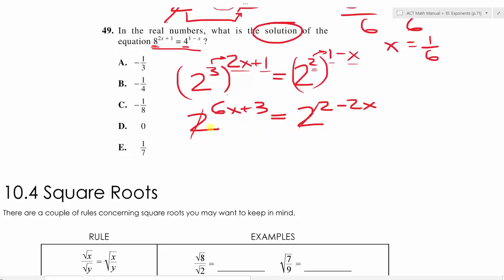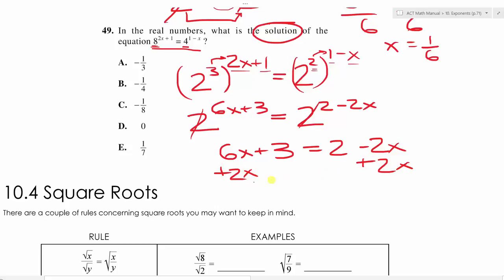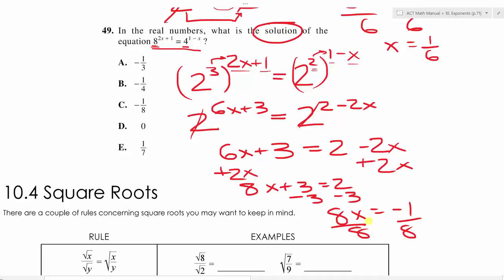Remember, then we can just drop our bases and set the exponents equal to each other, which will give me this equation. And now I've just got a simple algebraic equation to solve. So I get 8x plus 3 equals 2. Subtract the 3, I get 8x equals negative 1. Divide by 8, I get x equals negative 1/8. Let's make sure that's what they were asking. Yes, they were asking for the solution, which is the value of x. So my answer is C.